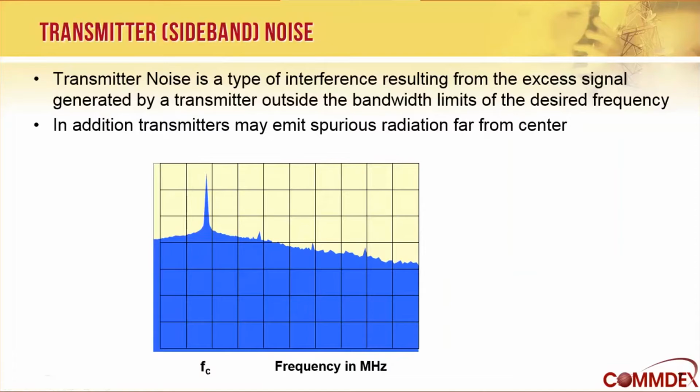Transmitter noise is what we're looking at here. It's the interference resulting from the excess signal generated by a transmitter, which is outside the bandwidth limits of the desired frequency. So in our example, we were at 460 megahertz, and we are experiencing transmitter noise 5 megahertz away at 465. So transmitters can emit radiation far away from their centers. Some transmitters are better than others, and that's just a function of the manufacturer and the quality of the transmitter.